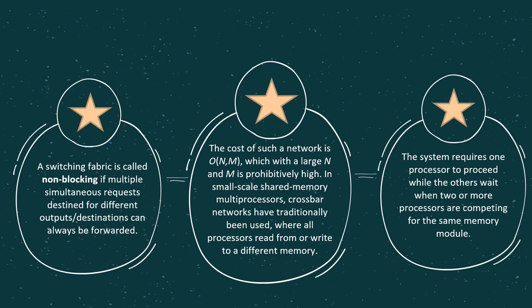In small-scale shared memory multiprocessors, crossbar networks have traditionally been used, where all processors read from or write to a different memory. And last but not least, the system requires one processor to proceed while the others wait when two or more processors are competing for the same memory module.